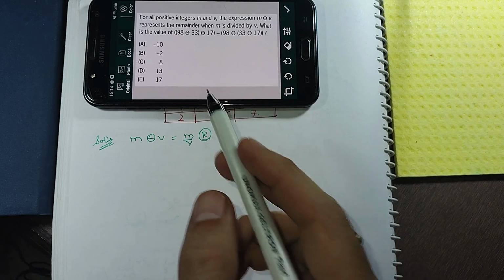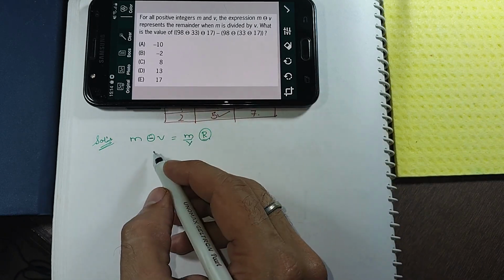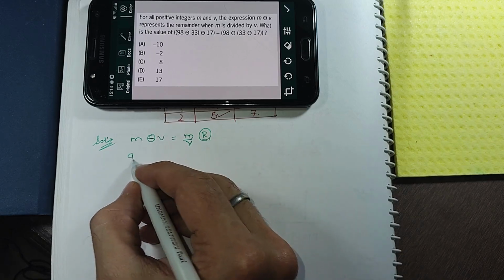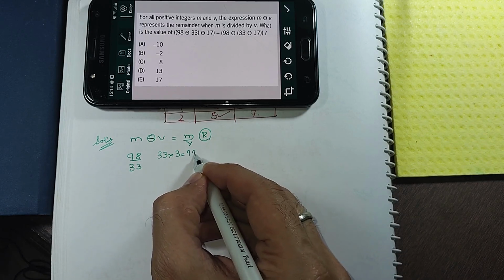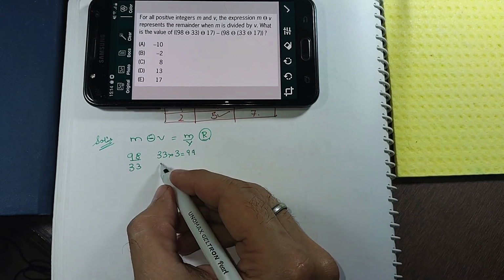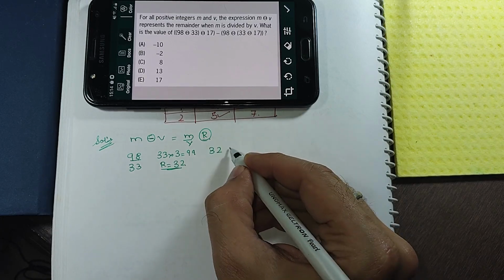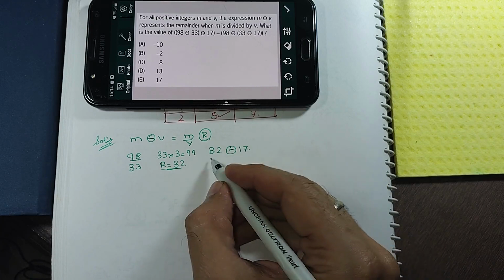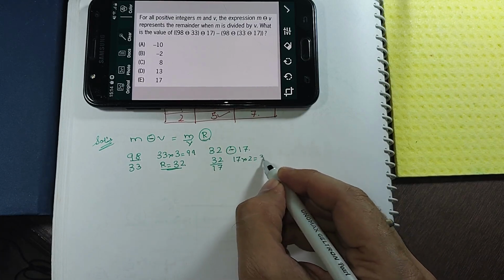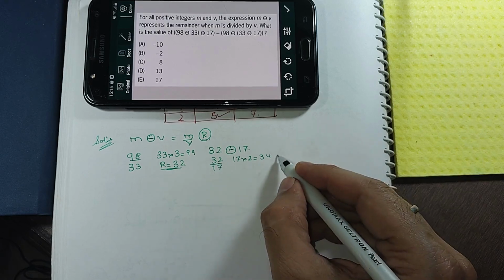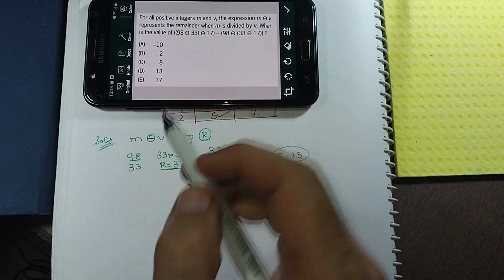So what will we do in this case? Now here 98 and 33 are put in brackets. So first of all we will solve 98 divided by 33 and find out the remainder. We know that 33 into 3 will be 99. So this is one less than this. So the remainder in this case will be equal to 32. Now we have to check it for 17. So 32 divided by 17, then remainder, we know that 17 into 2 is 34. This is 2 less than this. So the remainder in this case will be equal to 15. So this whole expression boils down to 15.